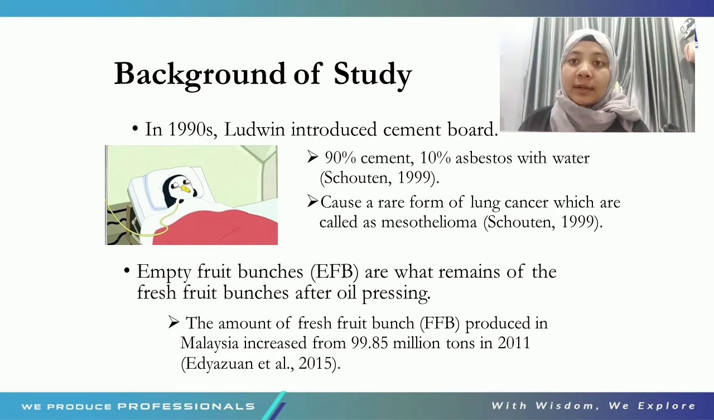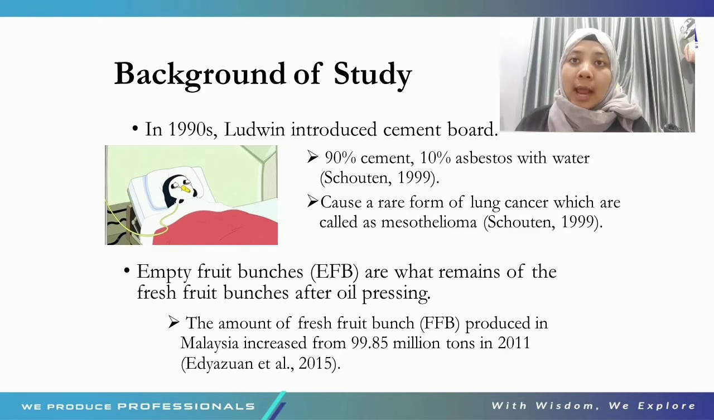which were made up of 90% of cement and 10% of asbestos fiber with water. However, in 1970s, asbestos was discovered to cause mesothelioma. Hence, we can use another natural fiber as a replacement of asbestos fiber, such as EFB.